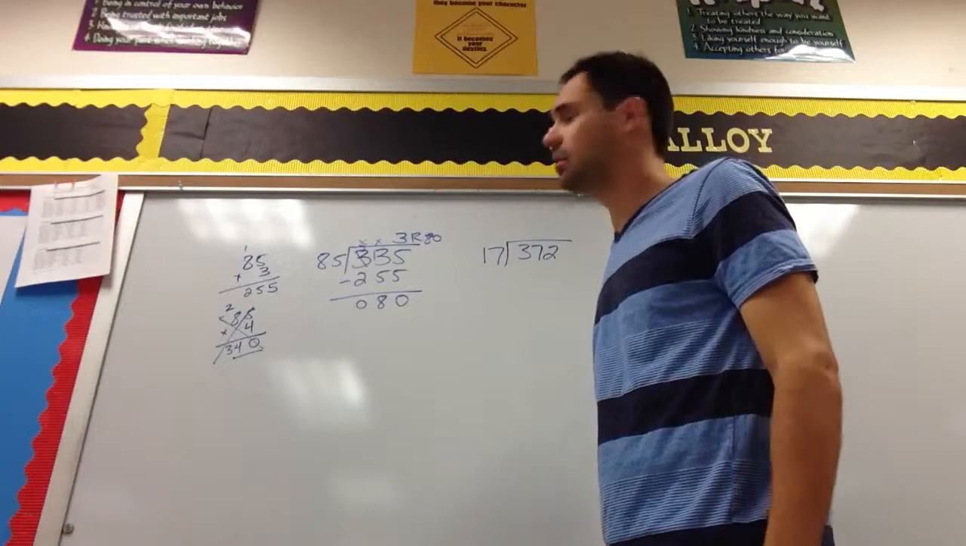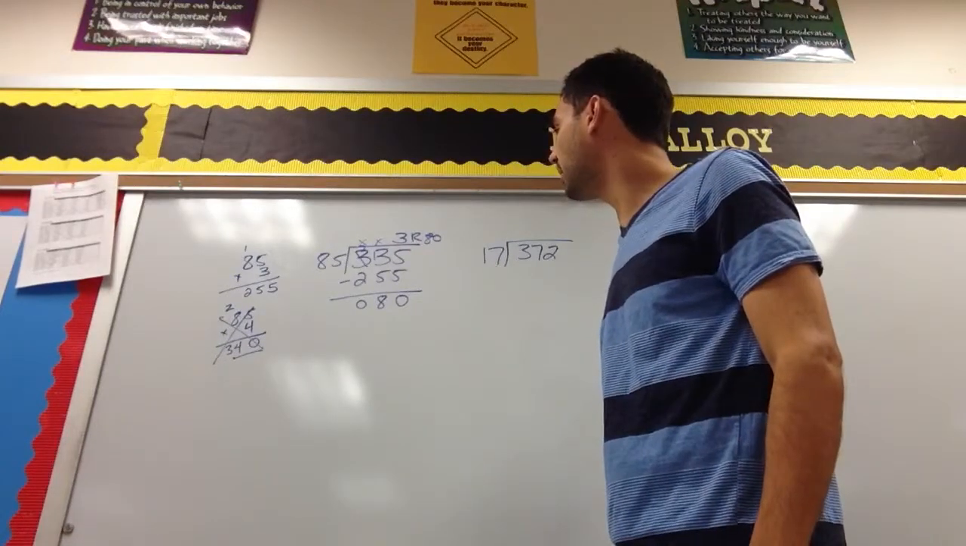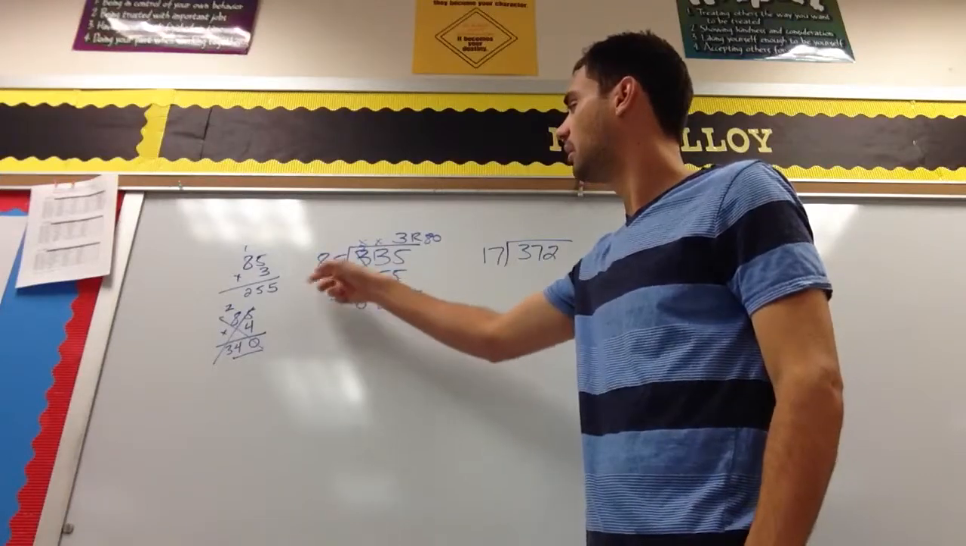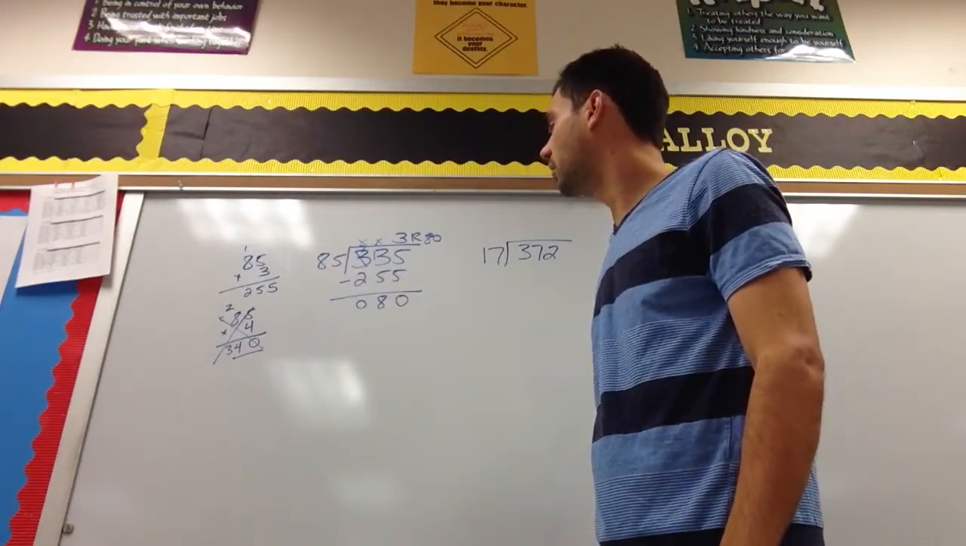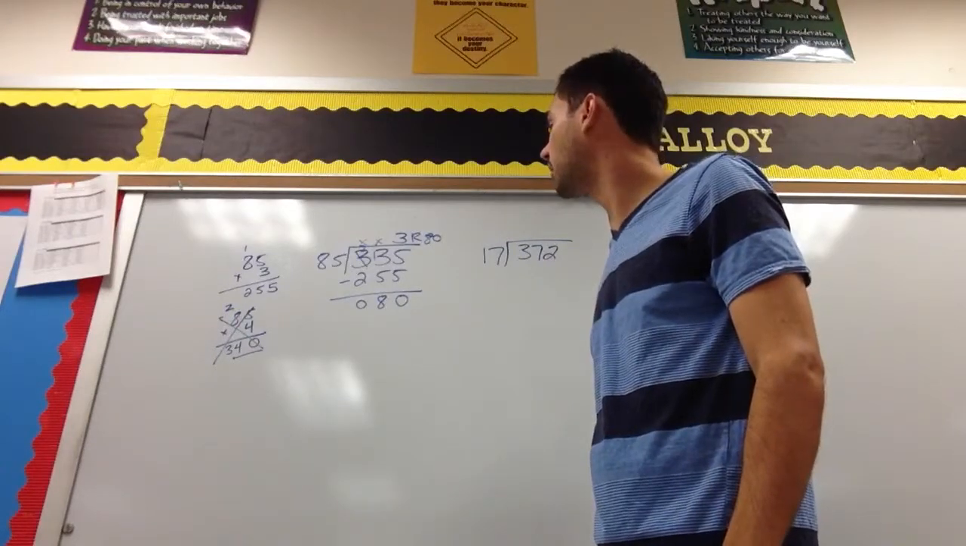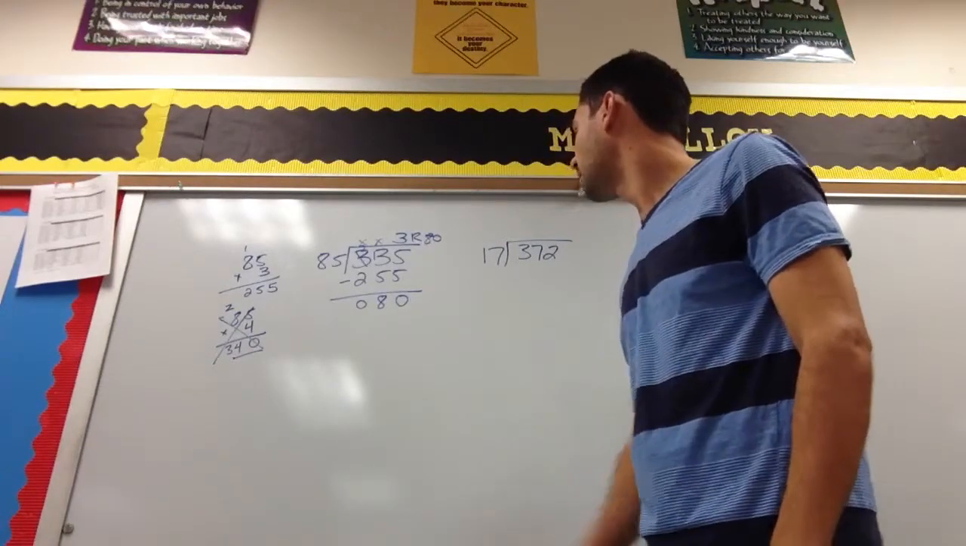A good double check. I didn't mention this in the first video, but your remainder should never be bigger than the number you're dividing by, your divisor. If it's bigger, you made a mistake somewhere. Okay? So let's go over here.